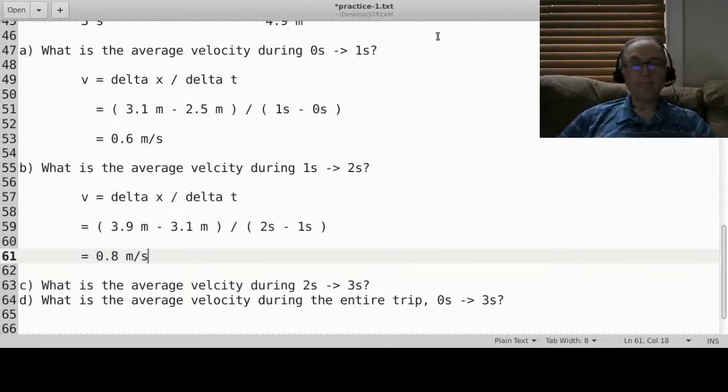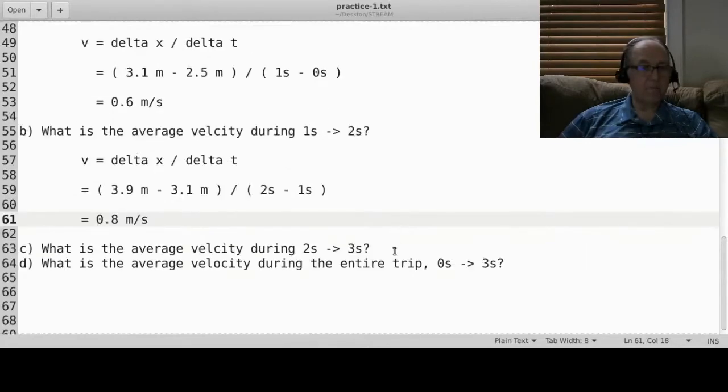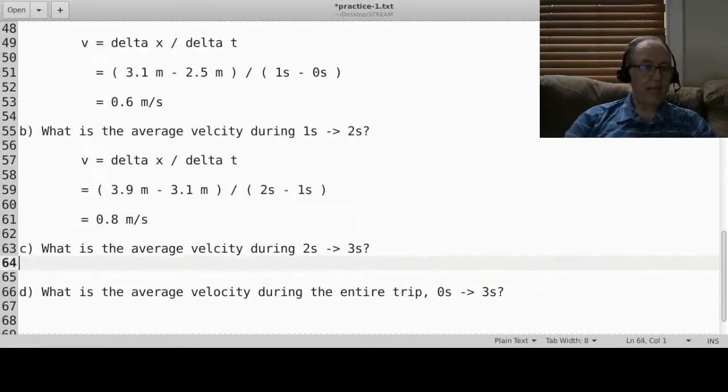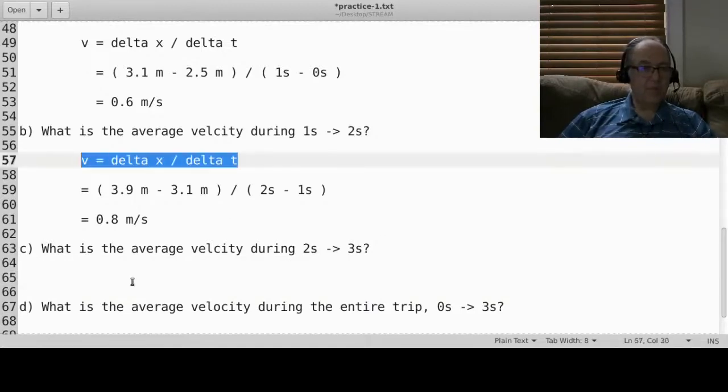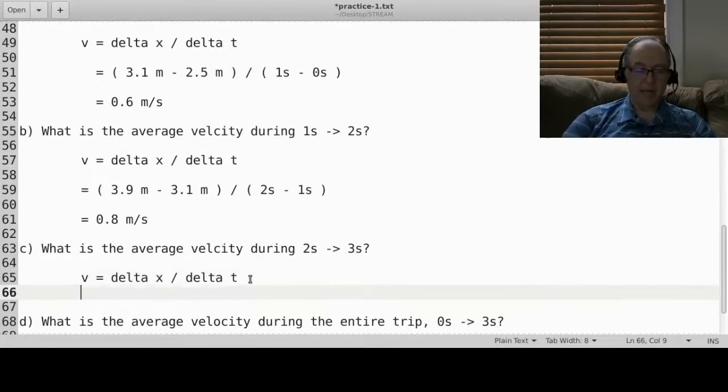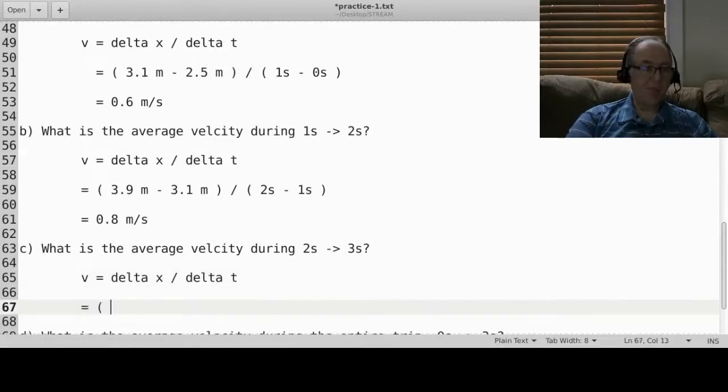All right, see if there are any questions with this. I don't see any new questions in the chat. Let me continue. And so let's do the average velocity during the 2 to 3 second interval. Same thing. I think you've got it by now, so I'll go a little faster here.